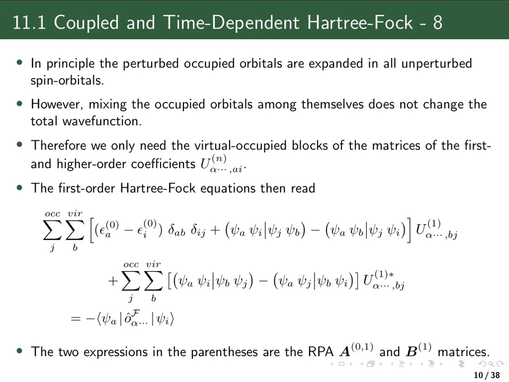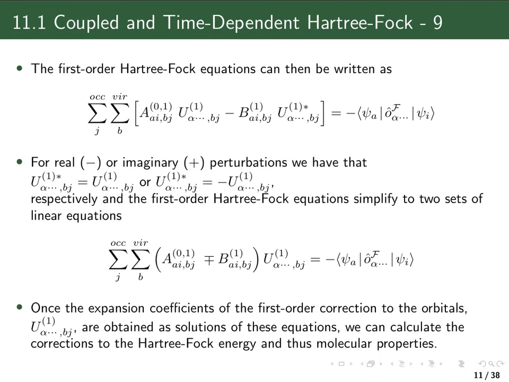We can now recognize the equation in the parentheses here as being the A and B matrices from the random phase approximation as we have discussed it in chapter 10, where this here is the A matrix, actually up to first order, because this is the zeroth order contribution to the A matrix, and these two integrals are first order corrections to the A matrix, whereas these two here are the first order B matrix. We write the first order Hartree-Fock equations also in this form, where we have replaced the integrals by the corresponding A and B matrices.